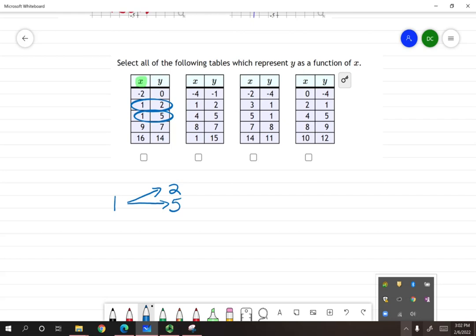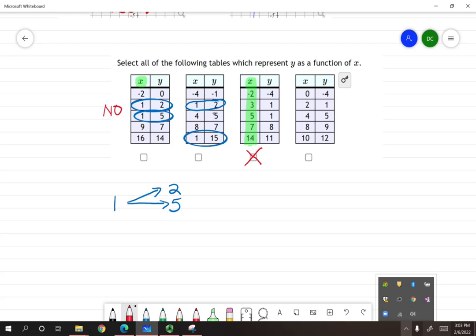And here's the cheat of this: if all of the values in the x column are unique and different, like this example, no x values are repeated. That means that this one, indeed, yes, is a function. This one is not because of those ones. This one is not because of these ones.